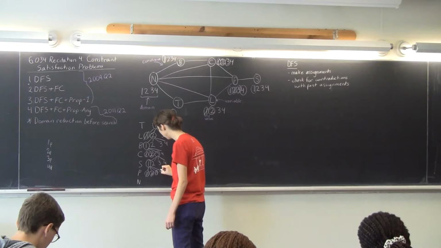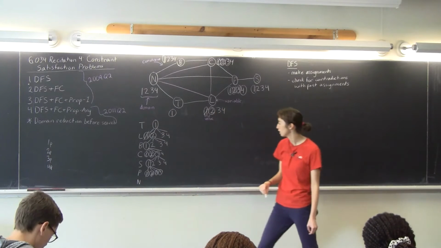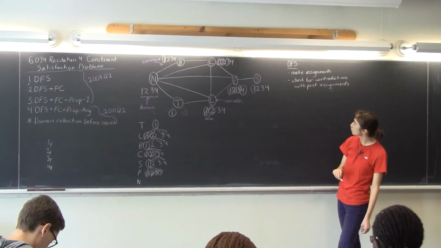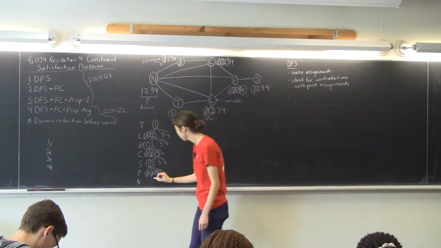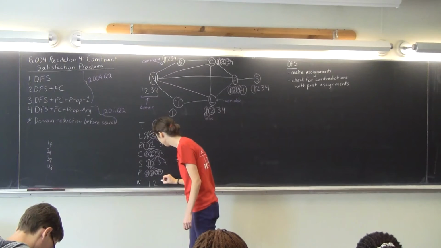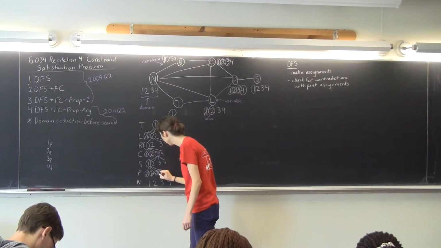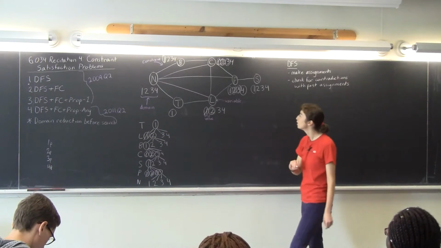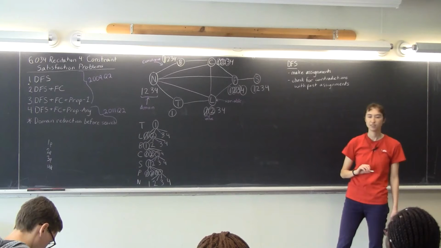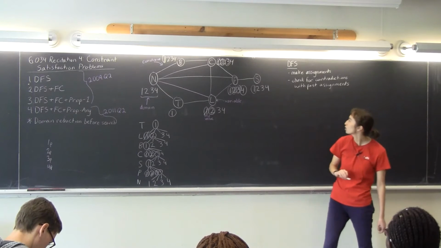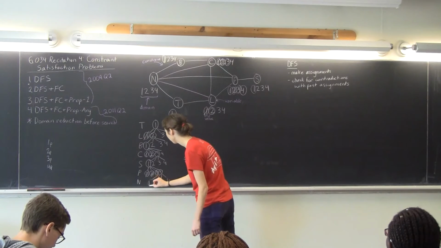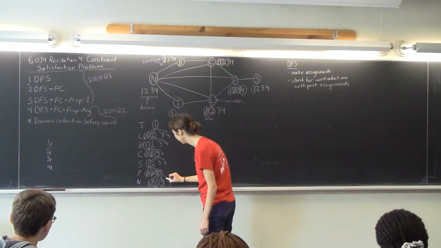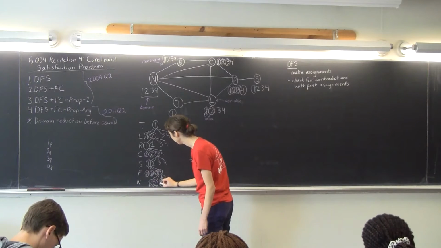OK, so we tried a bunch of things. So we're having to backtrack a lot here. And then finally, we'll assign Newton. So it looks like we're almost done. Can Newton be at 1? No, how about 2? No. 3? No. 4? Uh-oh, so now what? So we've tried all of these and none of them work. Where do we backtrack to?